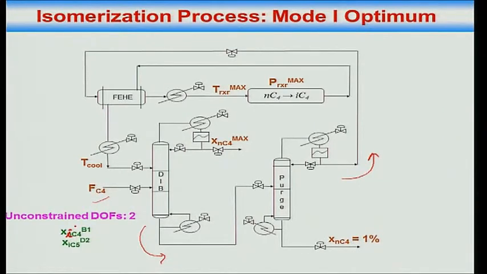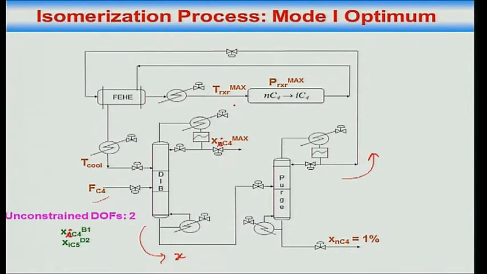Also in the DIB column, the top product which is written in red XIC4 max, this should be IC4. So the amount of isobutane and the amount of isopentane circulating around are your two unconstrained degrees of freedom. If you allow more IC4 to leak down the bottoms of the deisobutanizer, your deisobutanizer duty goes down. However, your purge column duty will go up because that has to be sent up. Also, your feed to the reactor will be more dilute.